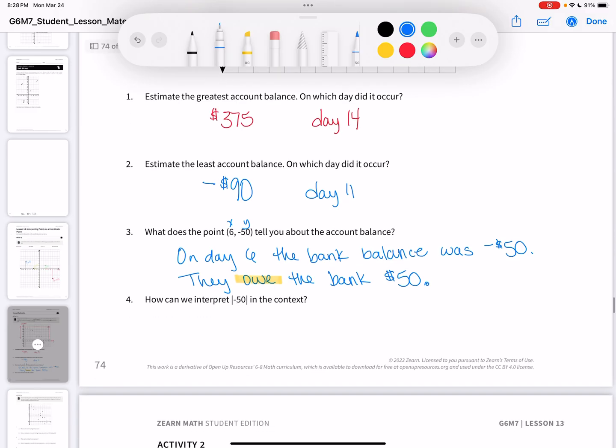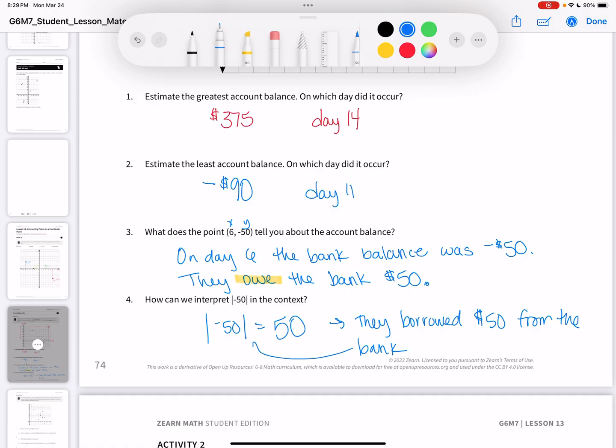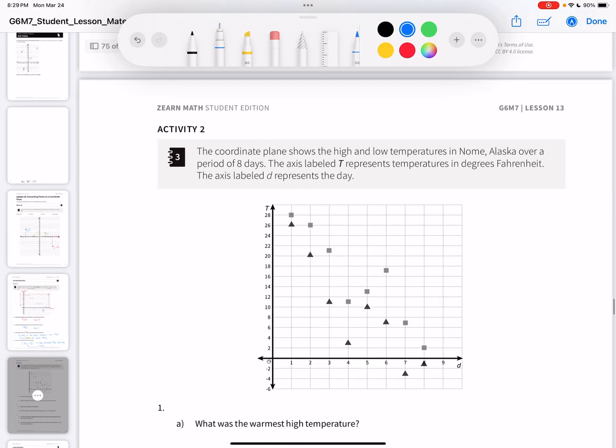So how can we interpret the absolute value of negative 50 in this context? Well, the absolute value of negative 50 is 50. So I would say you can't have negative money, so you either have the money or had to borrow the money. So we would say they borrowed $50 from the bank, which can be written as negative 50. Okay. All right, let's look at the next activity.